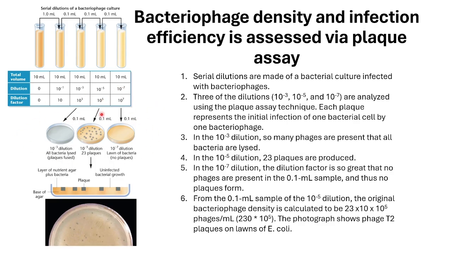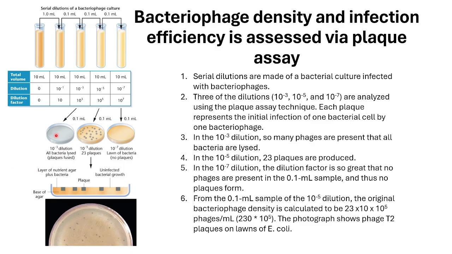In this case, we're using 3 different dilutions. We're using the 10 to the negative 3, 10 to the negative 5, 10 to the negative 7. So you put this on, and now what we're looking for is not bacterial colonies. We're looking for how much of the bacteria is killed by the phage that is placed onto the plates.